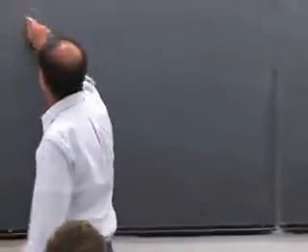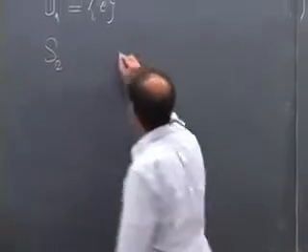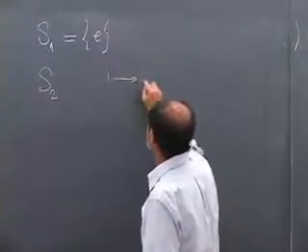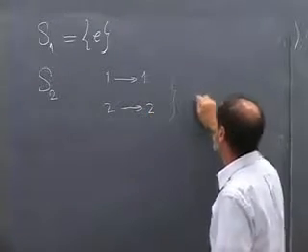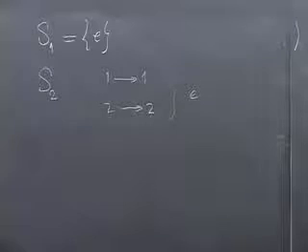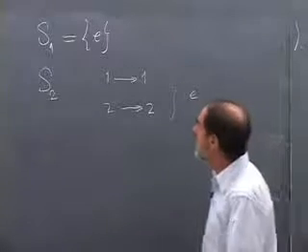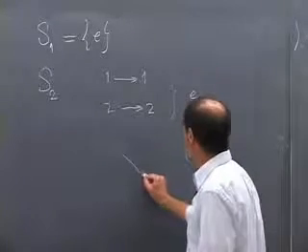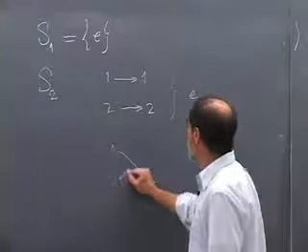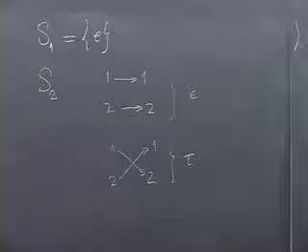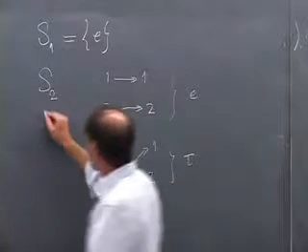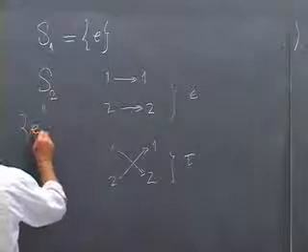How about S2? Well, there's the identity map that takes, let's write our permutation like this. This would be the identity permutation. Takes 1 to 1 and 2 to 2. But there's another element in this group that takes 1 to 2 and takes 2 to 1. Let's call that permutation tau. Okay, so S2 is a set which has 2 elements in it, E and tau.